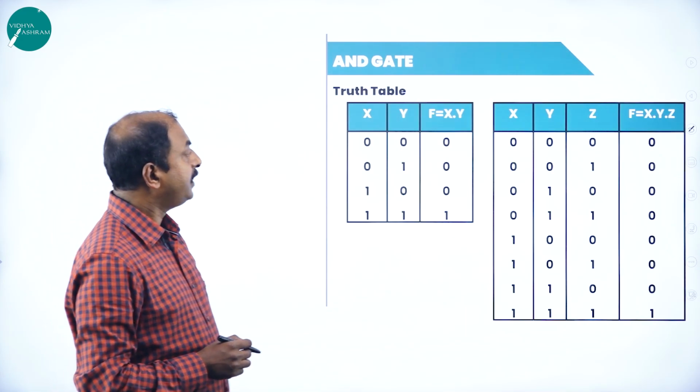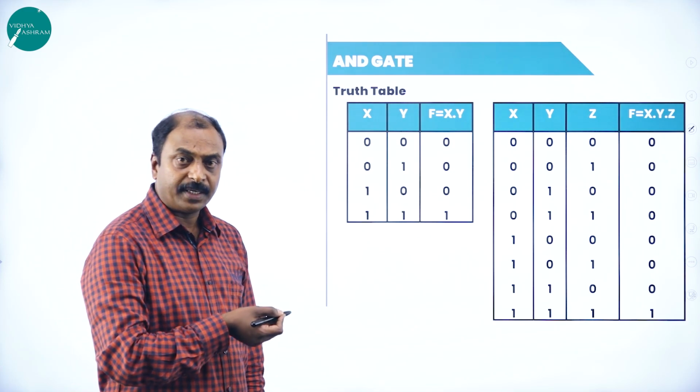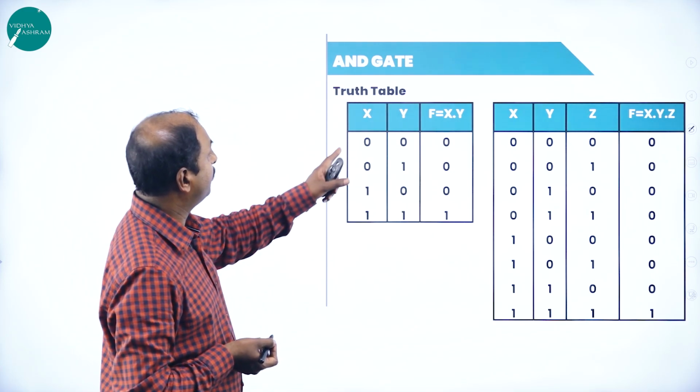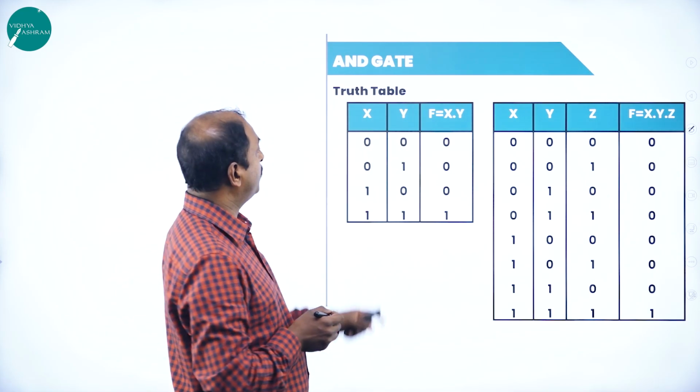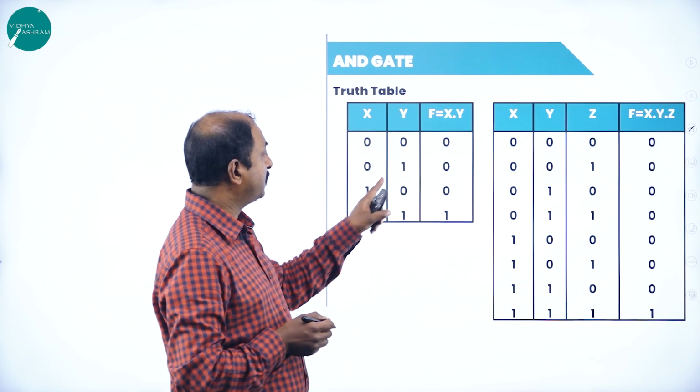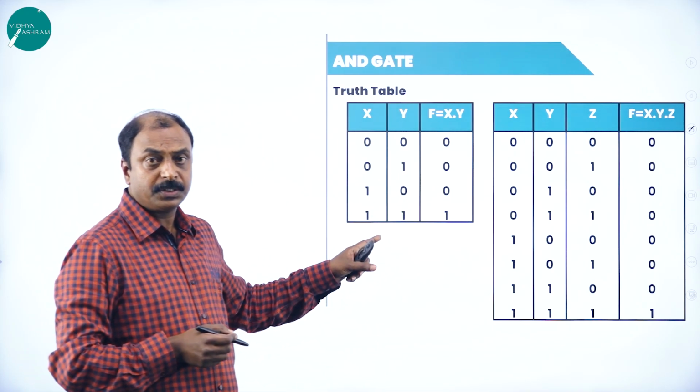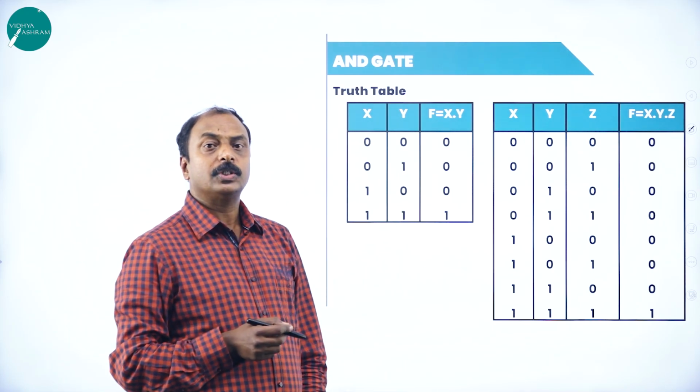Now let us see again the truth table for AND gate. Here in this example, there is a 2 input AND gate, so there are 2 inputs. As we have already seen, we write the combinations by using the formula 2 to the power of n.